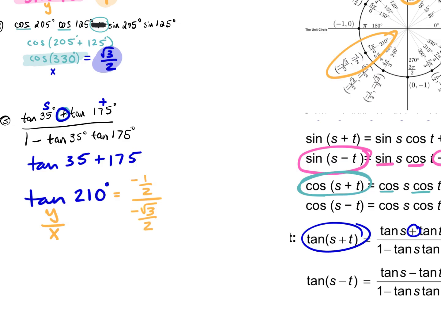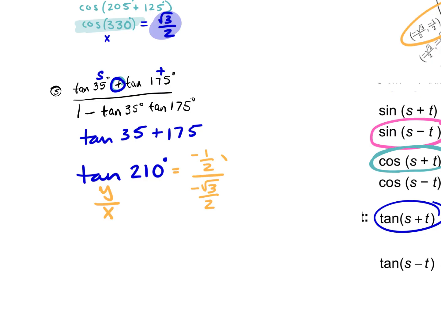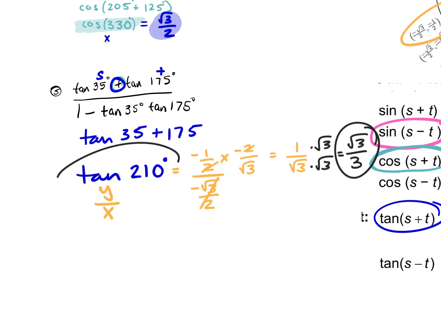What do we do when we have a fraction in a fraction? Keep, change, flip. Keep the top, change to multiplication. We're going to flip the bottom to negative 2 over square root 3. Then we just simplify. The 2's cancel. We get 1 over square root 3. Can we leave a square root in our denominator? No. What do we need to multiply by? Square root 3 to the top and the bottom. So that would give us square root 3 over 3. So that's one part of our answer. This was the other part.